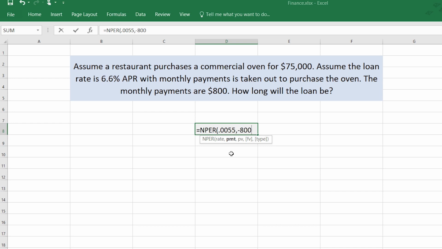The payment is negative $800, since $800 is being paid out each month. The present value is $80,000, since that's the amount of the loan. The future value is 0, as in the end of most loans, and the type is 0, as usual. Excel tells us that the term is a little over 132 months. After the 132nd payment, there will be a nominal amount of principal remaining.